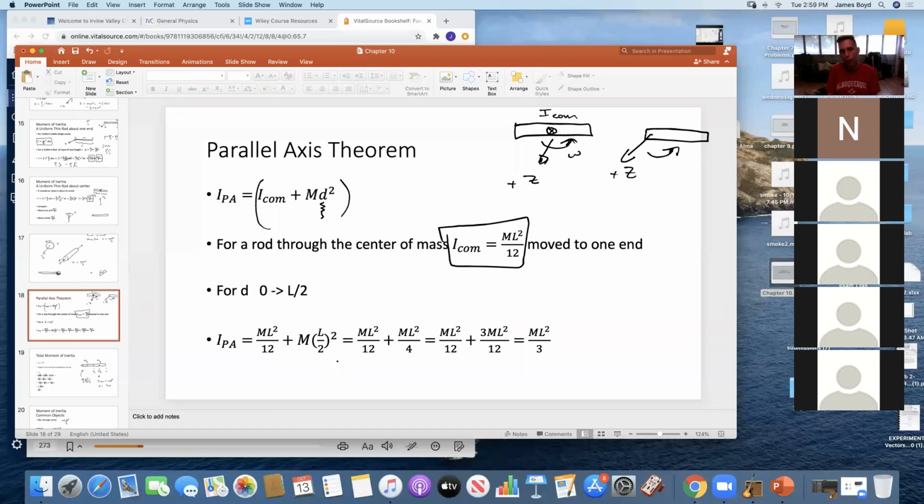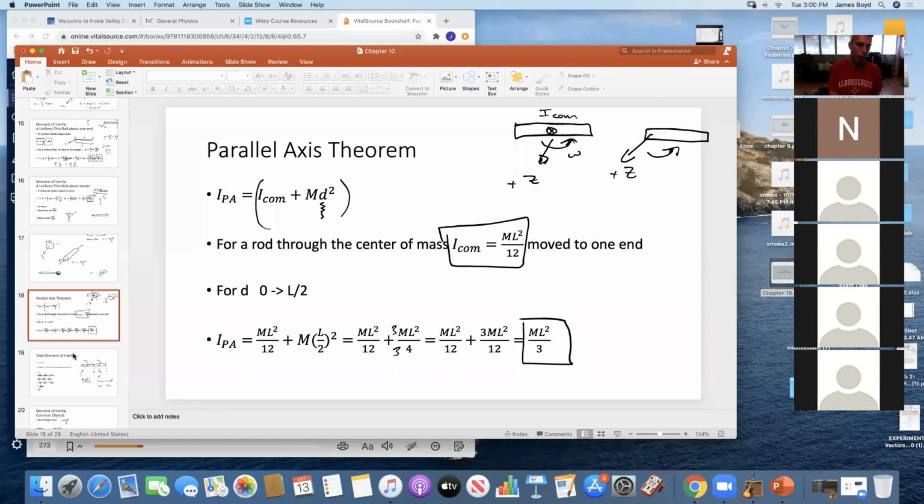Anyway, so once we have this, we add ml squared over 12 plus ml squared over 4. If I multiply by 3 over 3 to get the denominators the same, I get 3/12 plus 1/12 is 4/12, which is ml squared over 3, which is exactly what we found for the moment of inertia of a rod about one end through calculus. We could have found it from the parallel axis theorem. It's really powerful and really useful because you can find a moment of inertia for an object that you know the moment of inertia about its center of mass, simply by knowing how far away from that axis you move.